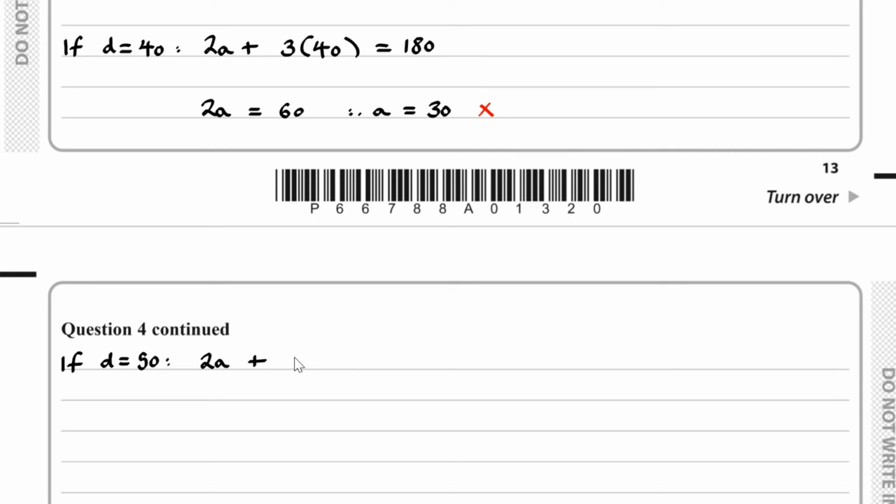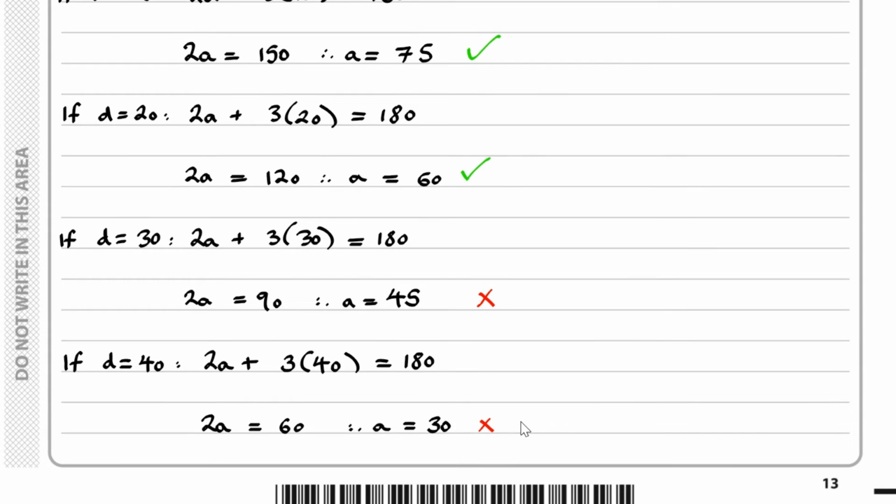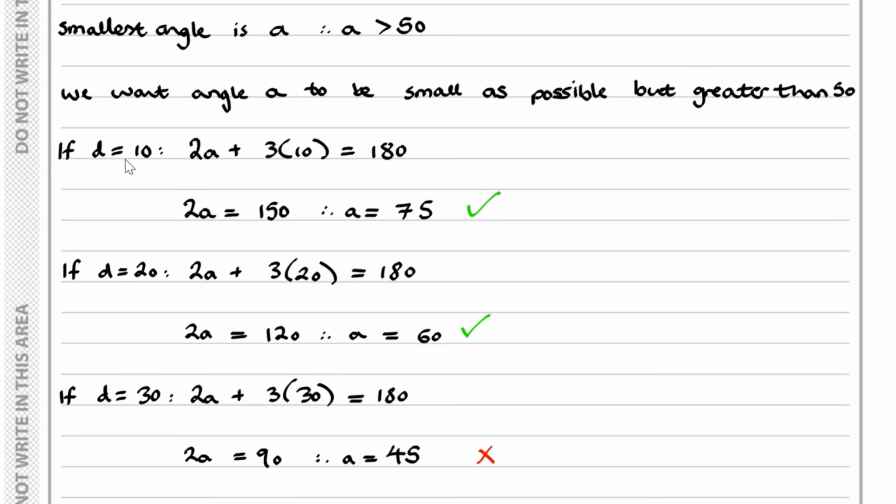we have 2a plus 3 lots of 50, which is equal to 180. 2a, that's going to equal 30. So therefore a is equal to 15. Again, we don't want to use this. We want a to be greater than 50. So the only values of d we can use are d equals 10 and d equals 20.